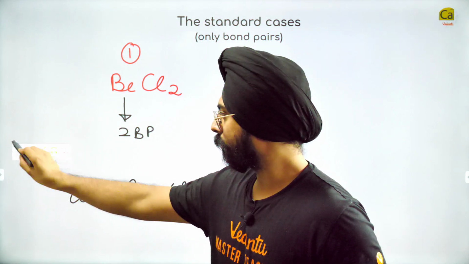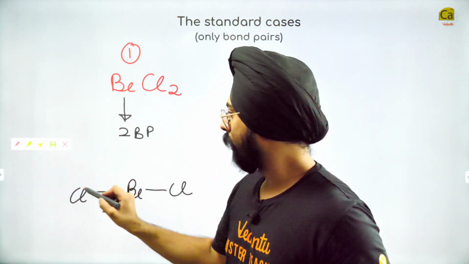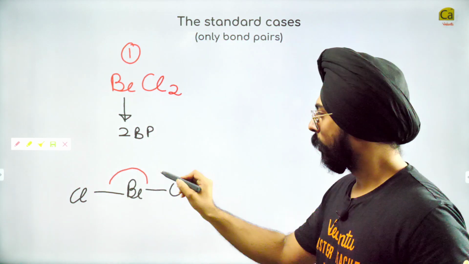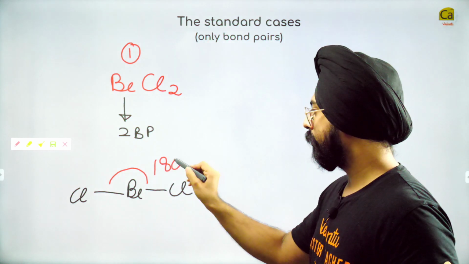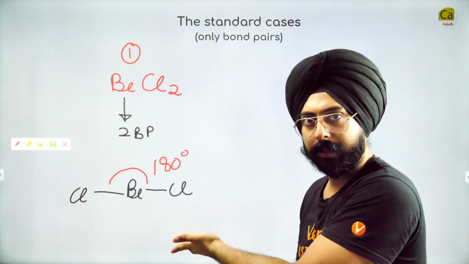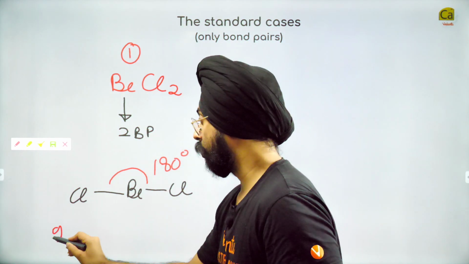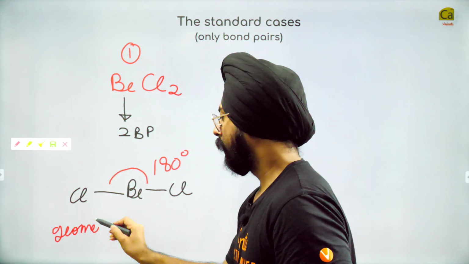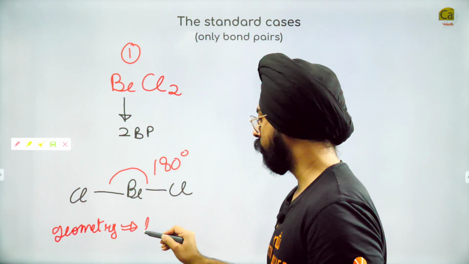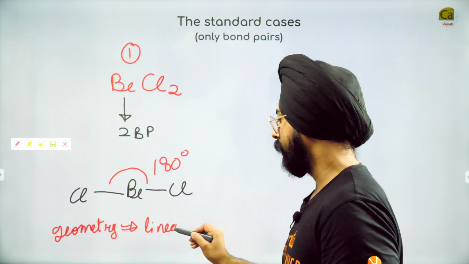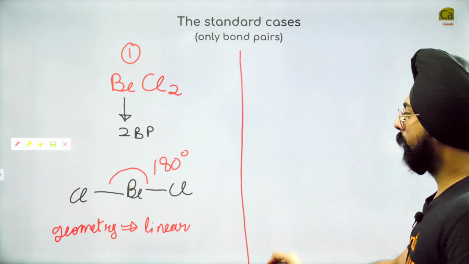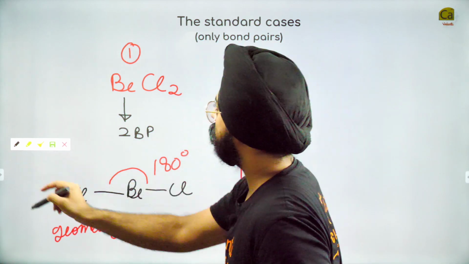The angle between these 2 bonds will be 180 degrees. My dear friends, this type of a geometry is called linear geometry. ठीक है? Let's talk about another simple case. Once again, very simple case.